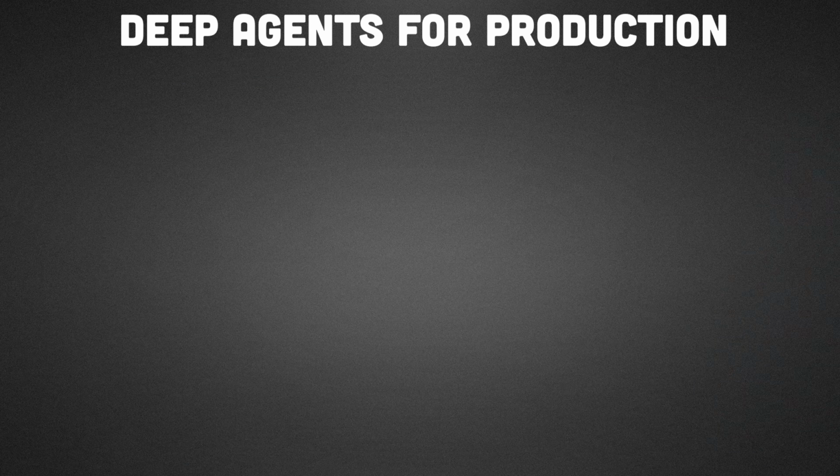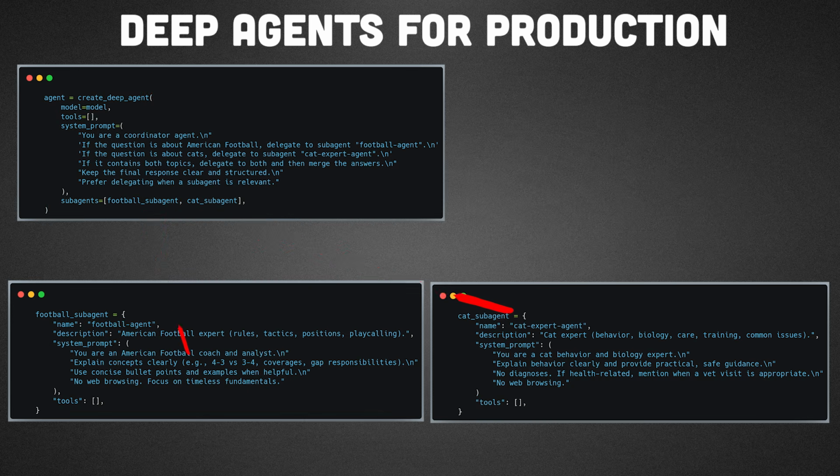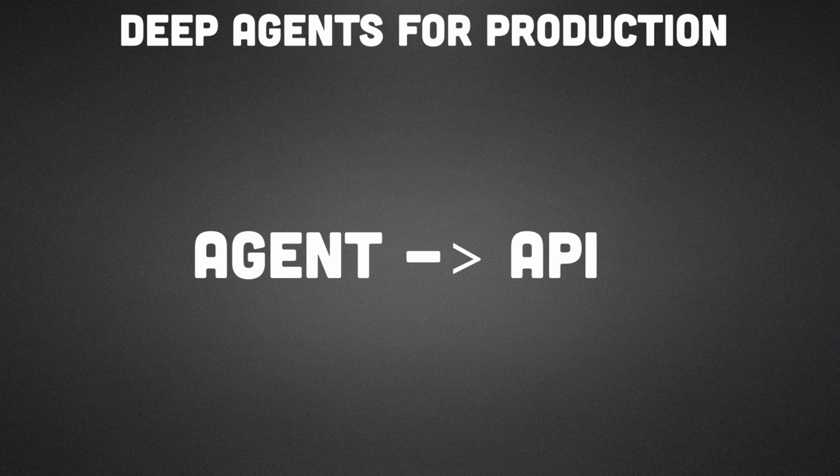Let's start. First we need a deep agent. We will create a deep agent that acts as an orchestrator plus two sub-agents. One is an expert for American football, the other on cats. That is made pretty simple with the DeepAgents package from the LangChain team. Now we can take this agent and expose it to the outside world through a server.